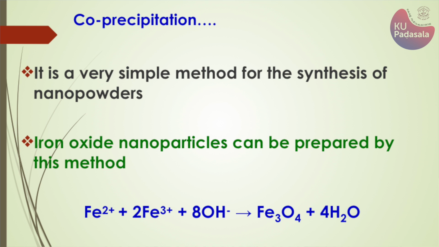Here we are taking two precursor salt solutions of iron, preferably in two different oxidation states, that is Fe2+, the ferrous ion, and Fe3+, the ferric ion. They are mixed in 1:2 proportion and base is added, and as a result of this reaction, Fe2+ and Fe3+ will undergo co-precipitation to produce iron oxide nanocrystals, that is Fe3O4 nanoparticles, as shown in this equation.